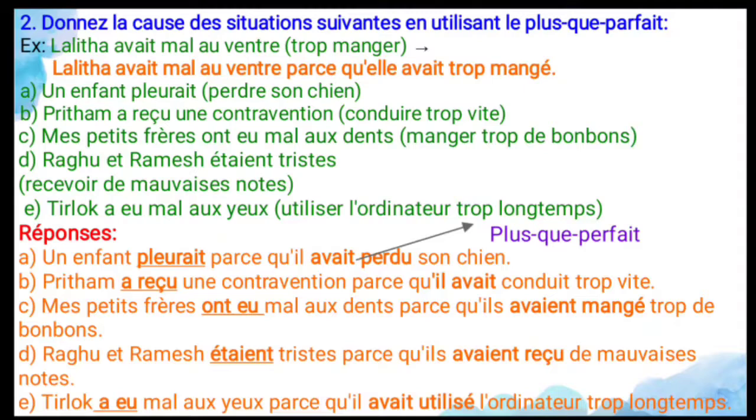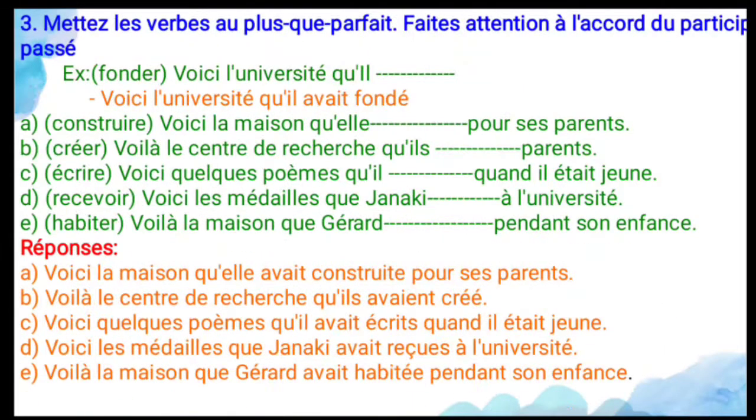So this is the second exercise. Move to the third one. Mettez les verbes au plus-que-parfait. Faites attention à l'accord du participe passé. So, put the verb in the plus-que-parfait and pay attention to the past participle of the verb. See the example. Fonder. Fonder means what? To found. Voici l'université qu'il dash. In the dash you have to fill in the plus-que-parfait, and you also have to pay attention to the endings.